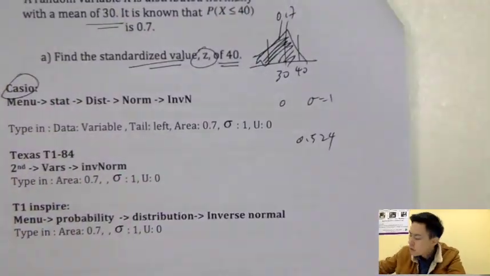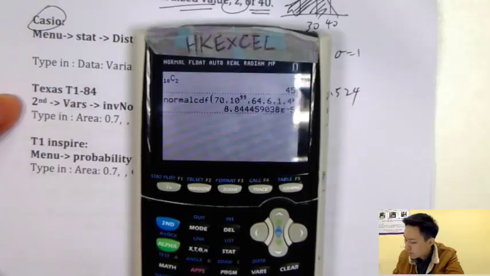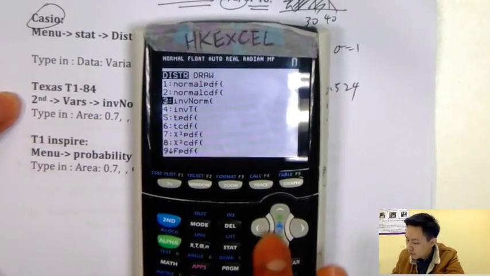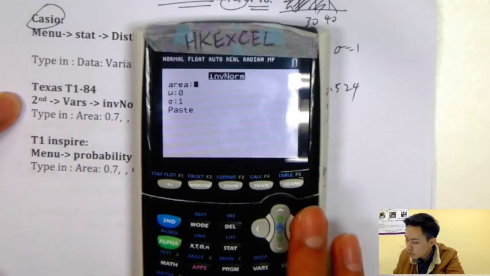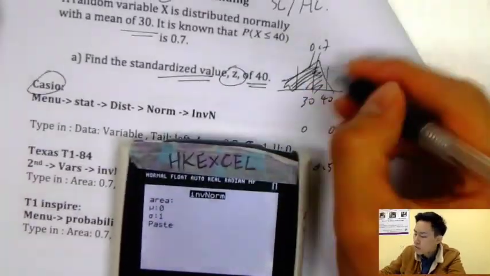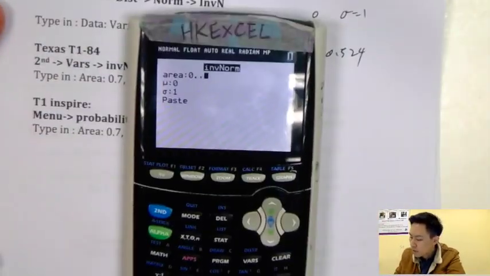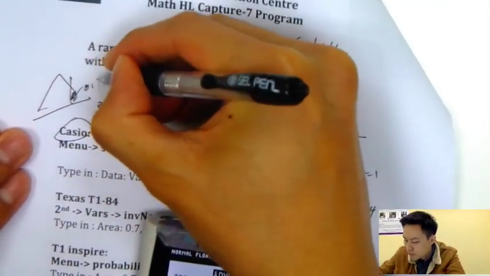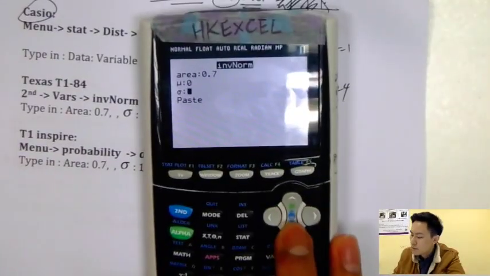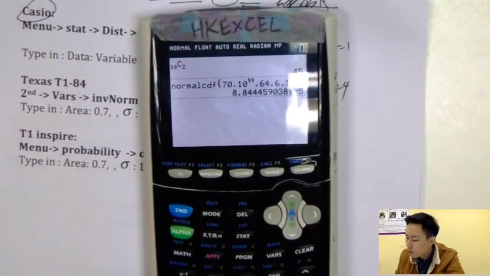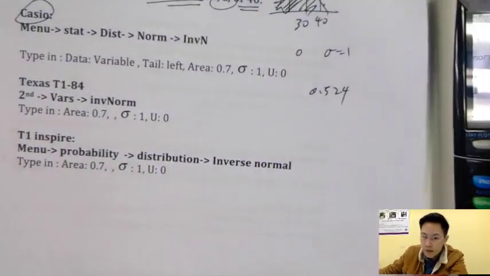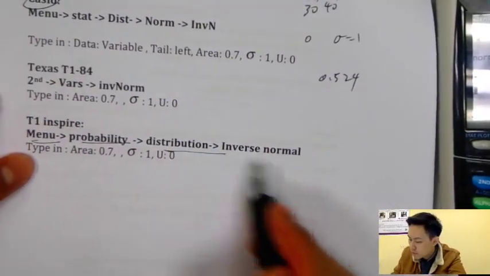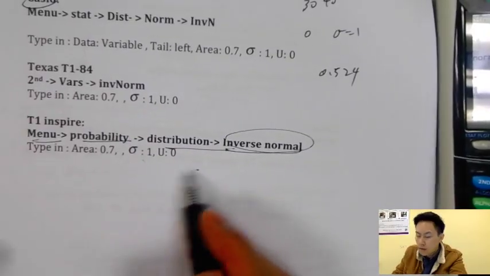Okay, so the standard deviation is 1, the mean is 0, and then press enter, then you get 0.524. Do you get this? Okay, so for the Texas model, you have to go to second vars, and then you go to inverse normal. So for area, this time you don't have to choose a tail. You type in 0.7. Always remember, it's from left to right. So the area is from here to here. If next time I give you this part is 0.2, then you have to type in 0.8 for the Texas model. Then you get the same answer. And for TI Inspire, you go manual, probability, distribution, inverse normal, and then you type in the same thing.